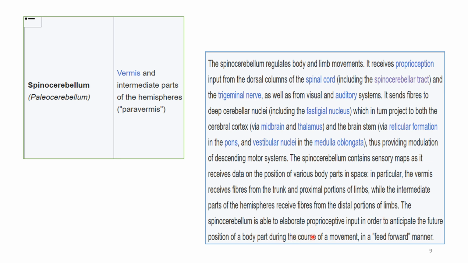The spinocerebellum is able to elaborate the proprioceptive input in order to anticipate the future position of the body during a movement in a feed forward manner. So it is helpful for regulating the body movement and the limb movement.